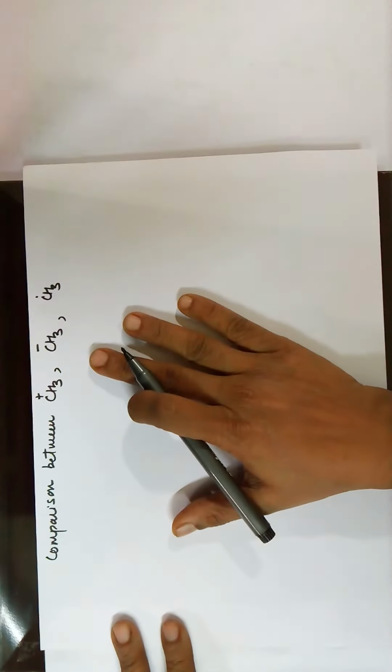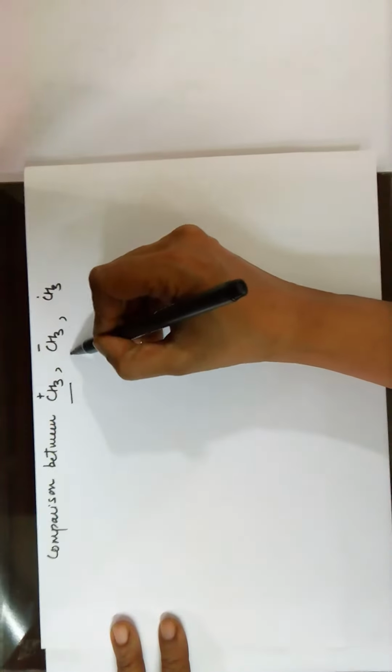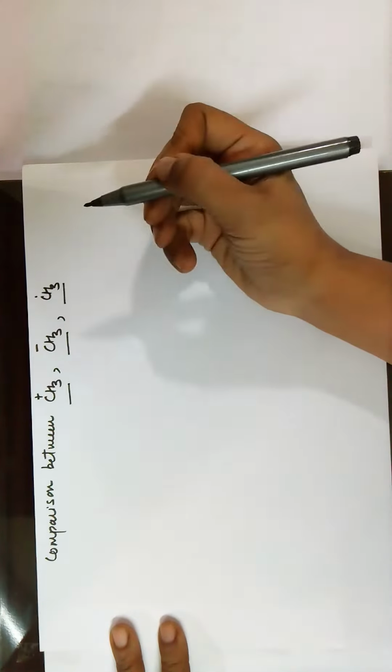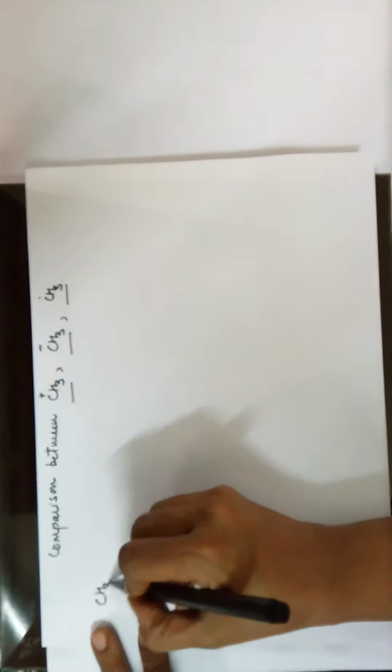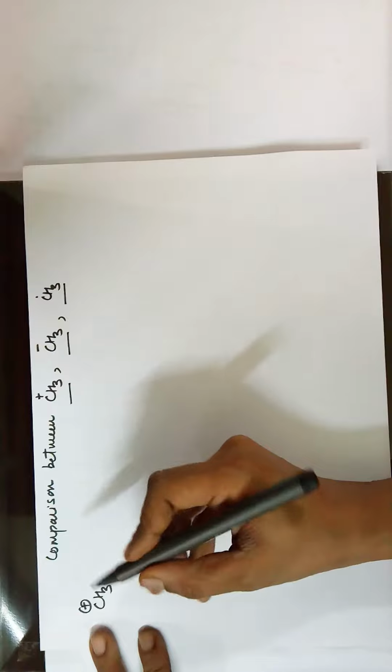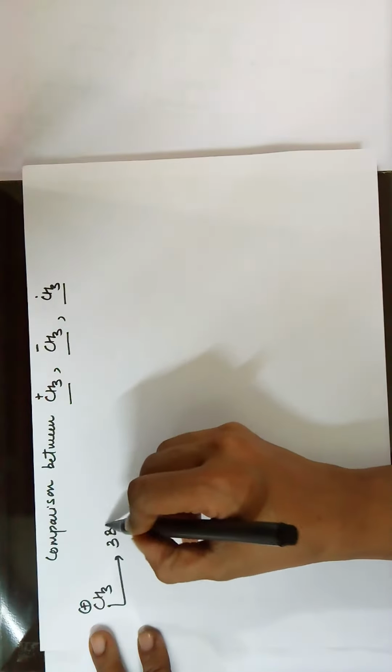Good morning, students. In today's class, we'll be comparing a methyl carbocation, methyl carbanion, and a methyl free radical. Starting with the methyl carbocation. Since it is positively charged, the carbon in this case has got 3 bond pairs.